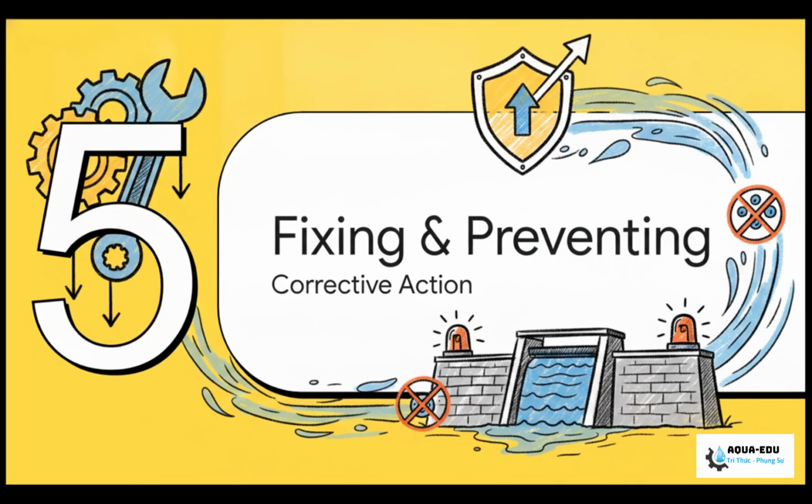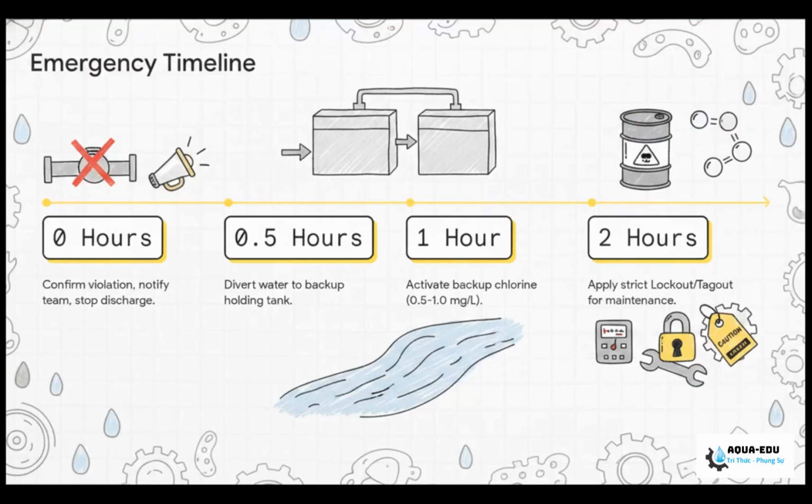Let's talk about taking corrective action out there. When things go wrong, you have a strict 2-hour emergency timeline. At minute 0, you confirm the violation, alert management, and immediately stop discharging to the river. Within 30 minutes, you've got to start diverting that treated water into our backup holding tanks. By hour 1, if the tanks are hitting capacity, you activate the backup chlorine system. Make sure we're maintaining a free chlorine residual of 0.5 to 1.0 milligrams per liter at discharge. And by hour 2, apply strict lockout/tagout procedures so we can safely get to work.